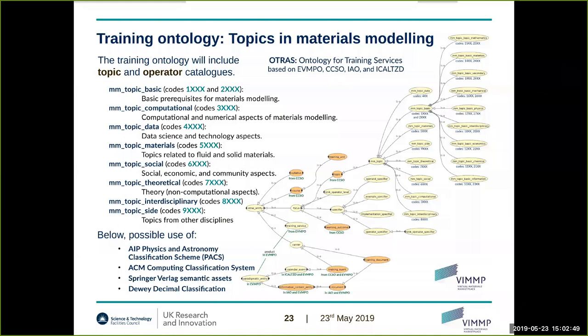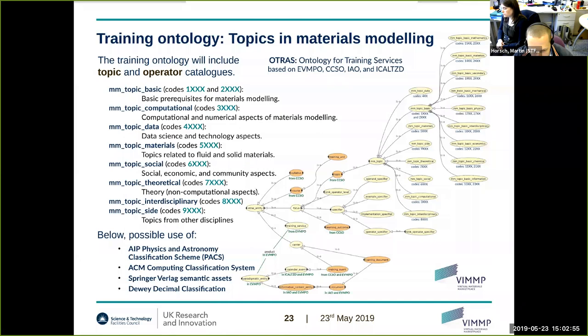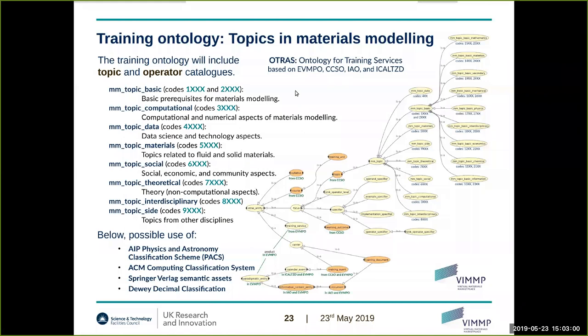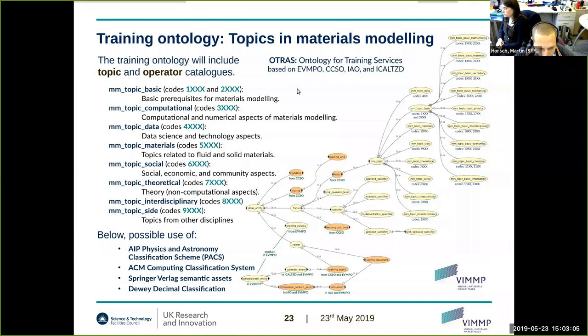So what we needed to develop here is how to apply this particularly to materials modeling. And this comes into play when we want to describe a learning outcome, because the learning outcome needs to be formulated in topics that are specific to materials modeling.